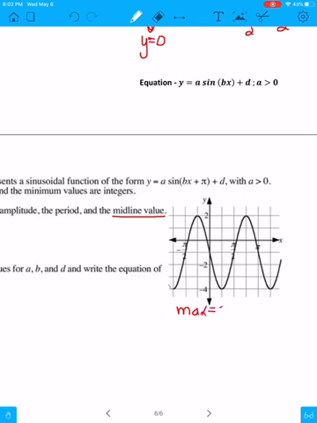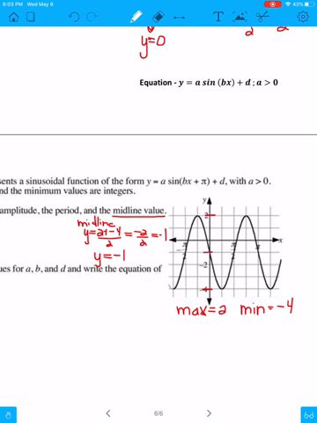Maximum equals 2. Minimum equals -4. So there's more graph below the x-axis than above, so I'm suspicious I'm going to have a negative midline. My midline is going to be y equals 2 plus -4 divided by 2, which equals -2 divided by 2, which equals -1. So my midline is at y equals -1.